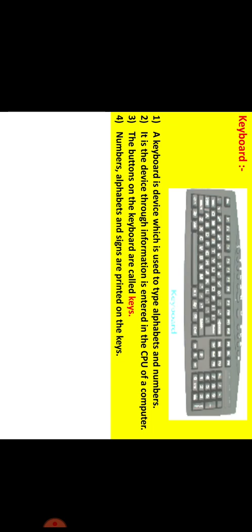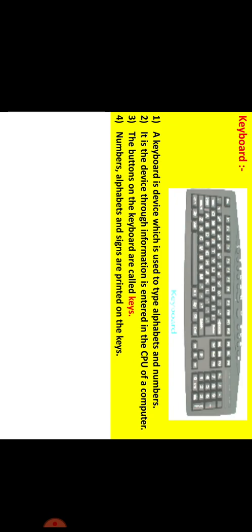Due to this we can see that there are buttons, alphabets and numbers. So this is about the keyboard. Have you got about the keyboard? Very good. Which are the 4 points about the keyboard? A keyboard is a device which is used to type alphabets and numbers. Means we can type the alphabets and numbers with the help of keyboard.